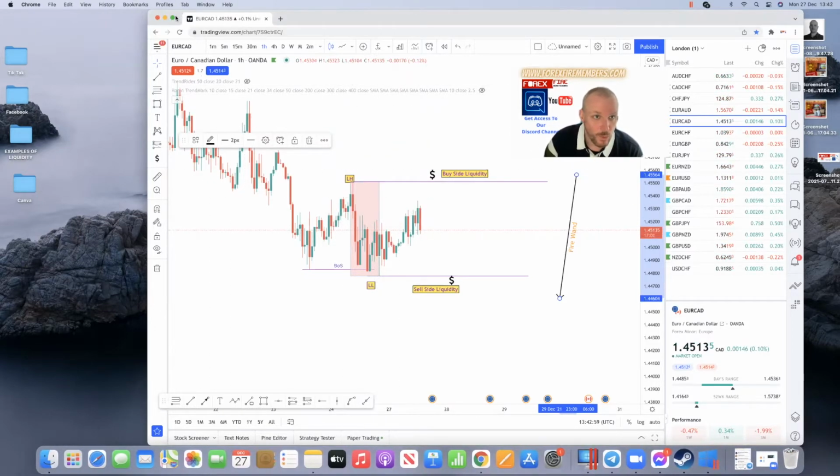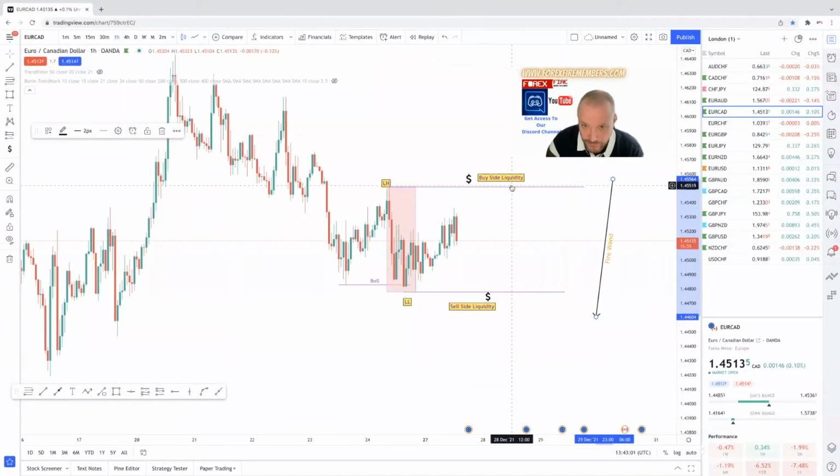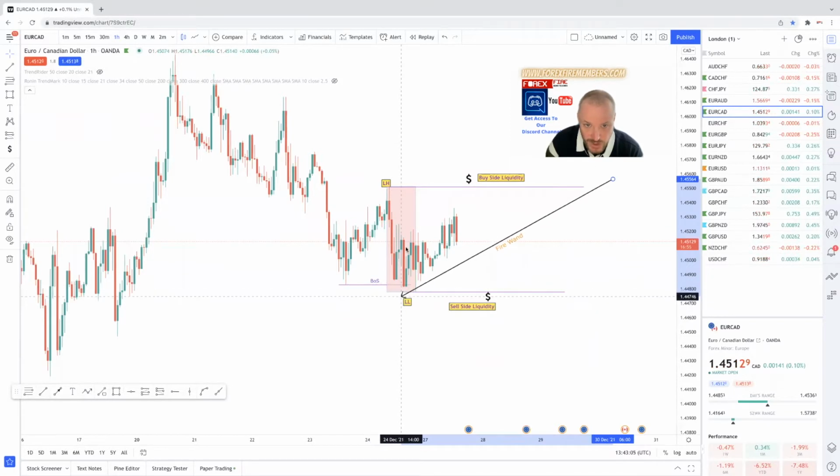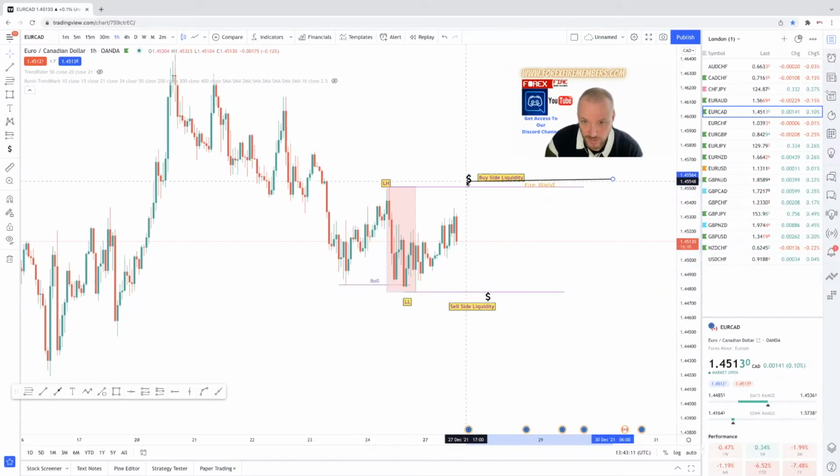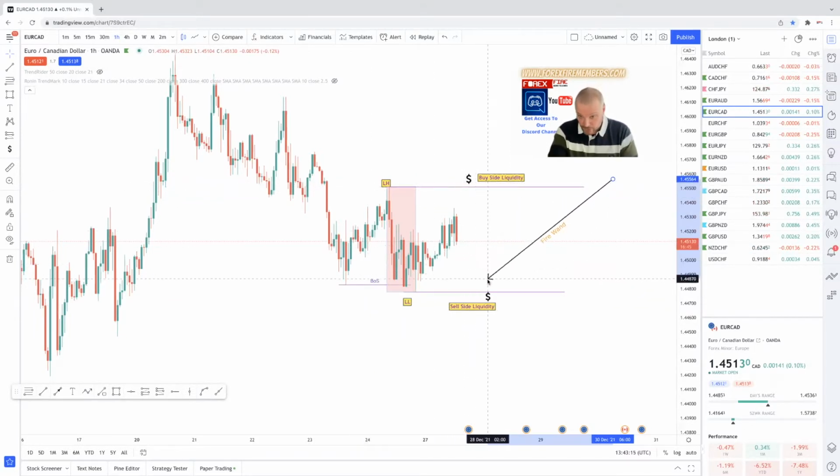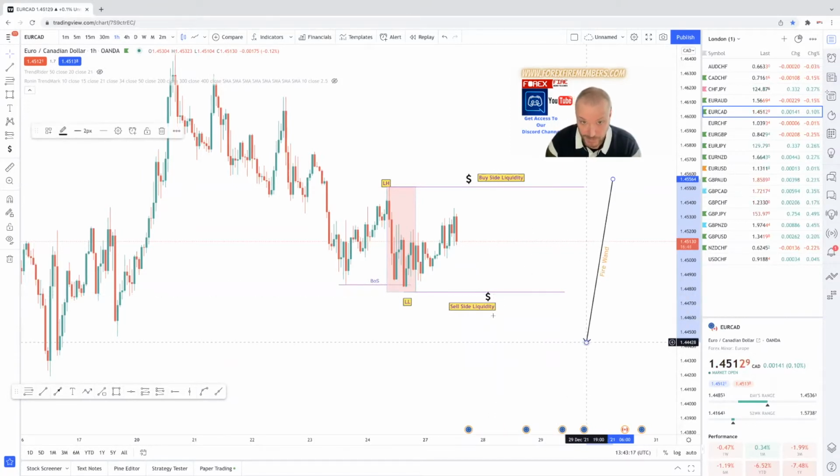So what I want you to do is, you now know how to identify a breaker structure. You mark out your lower high and then your lower low. You've got your breaker structure marked, you've got your buy side liquidity marked out, and then you've got it zoned on the bottom on the sell side liquidity.